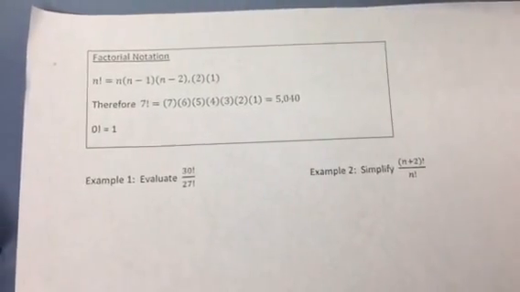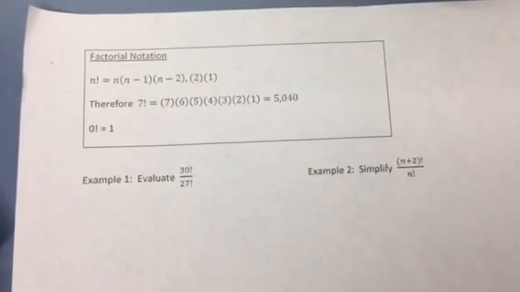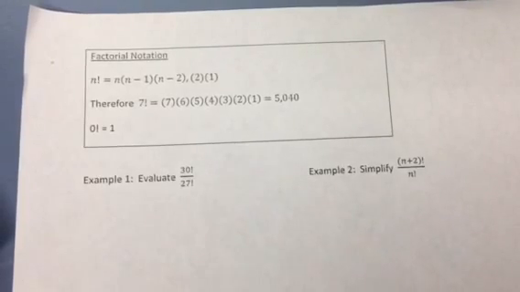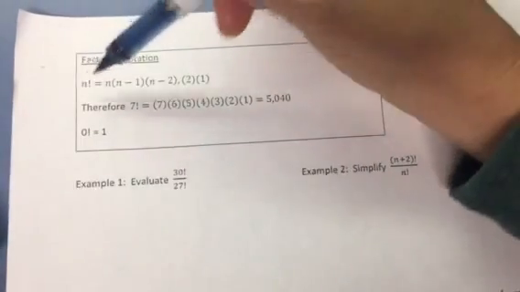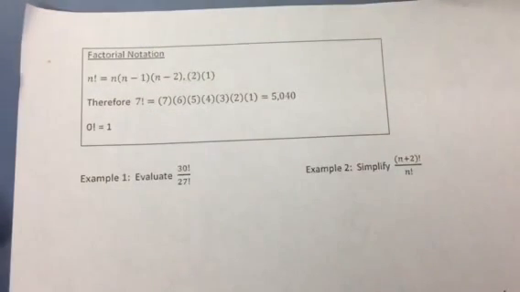All right, in this video, we're going to go over factorial notation and summation notation, two very important concepts. When you see this exclamation point in math, it doesn't mean we're really excited. It means that we are going to do what's called a factorial.